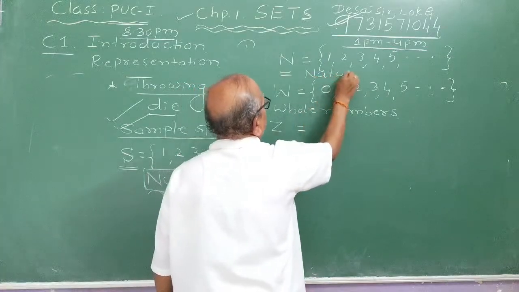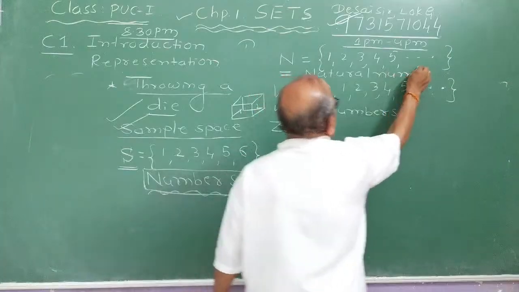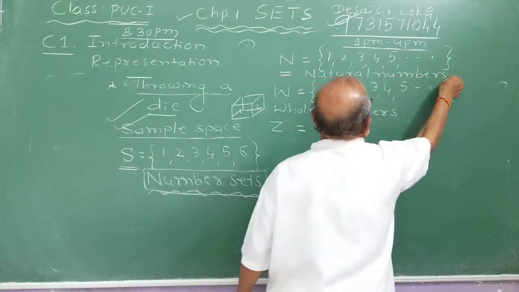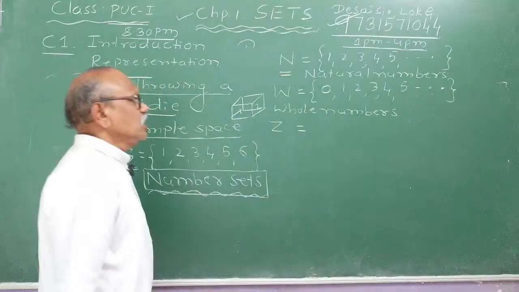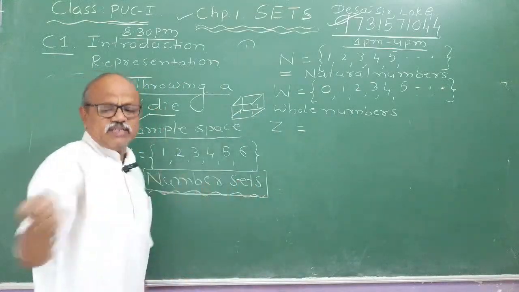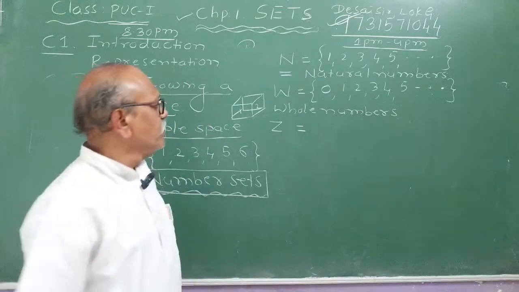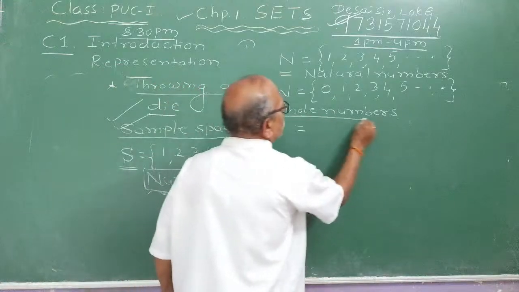Set of natural numbers. Natural numbers are nothing but counting numbers. Whenever you start counting, the counting will start with 1, 2, 3. Whenever you want to count the number of students in a class, you start counting 1, 2, 3, 4. Okay. And set of whole numbers, right?